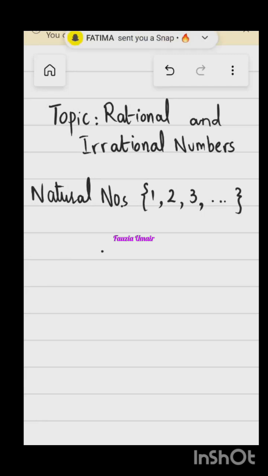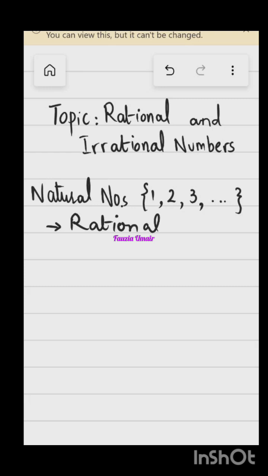You need to remember that all the natural numbers are rational numbers. Today we are going to discuss them one by one, all types of numbers. Okay, all the natural numbers are rational. So then come whole numbers.